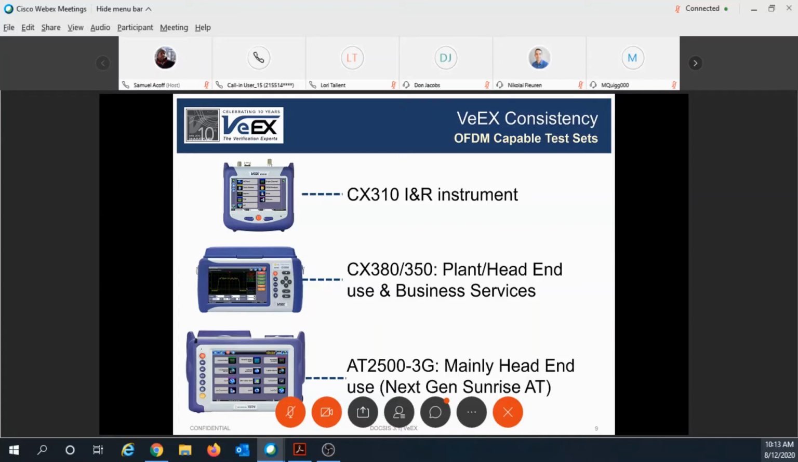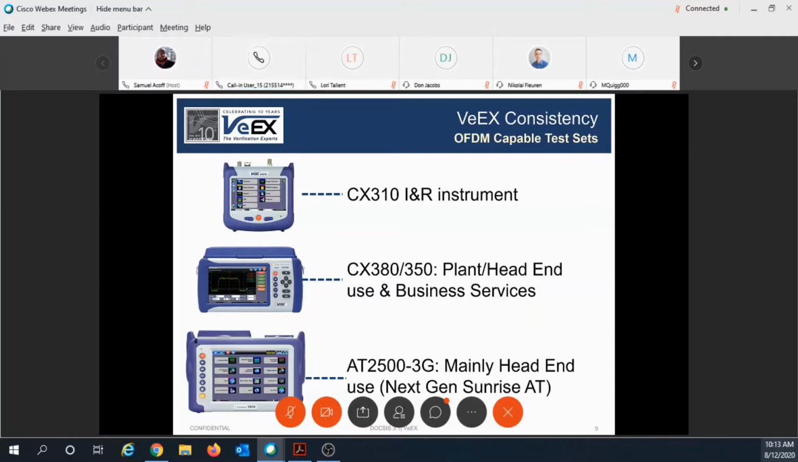That AT2500 down the bottom, we call it a 3G. It goes up to 3 gigahertz in the spectrum analysis mode. It really is the next generation of the Sunrise AT that exists in many, many head ends across the world today. VeEx had purchased what was left of Sunrise about 4 years ago, and we migrated that Sunrise product into this new version that has a full two-way cable modem as well as the OFDM analysis capabilities.